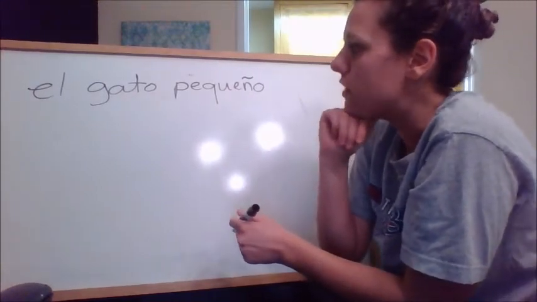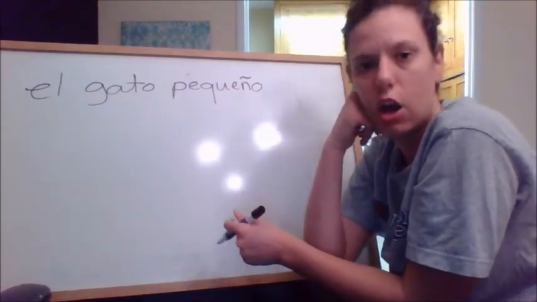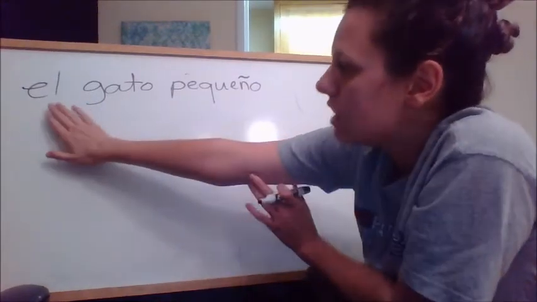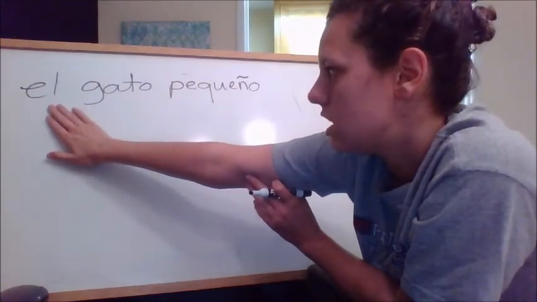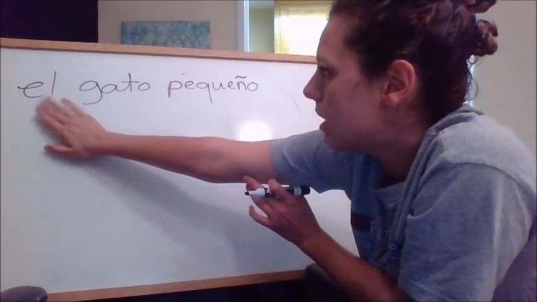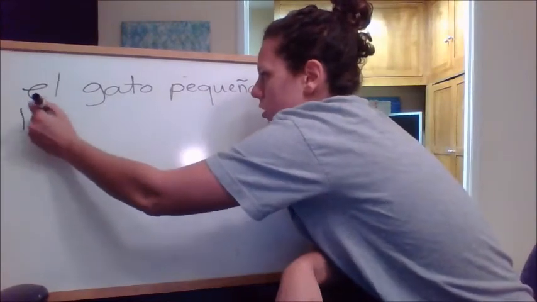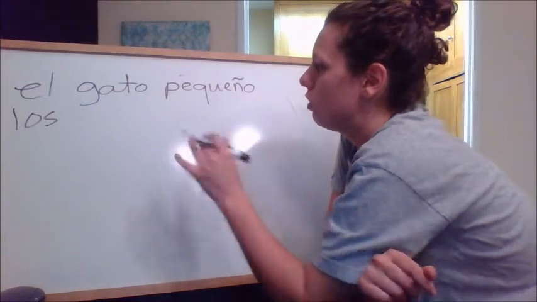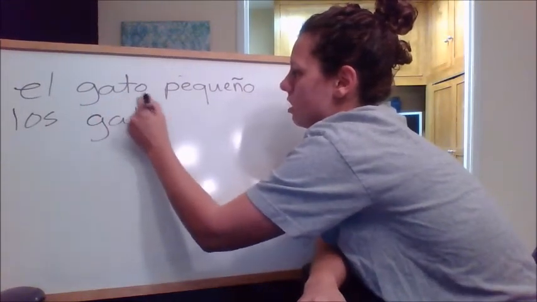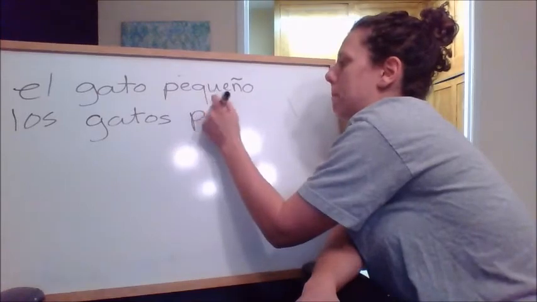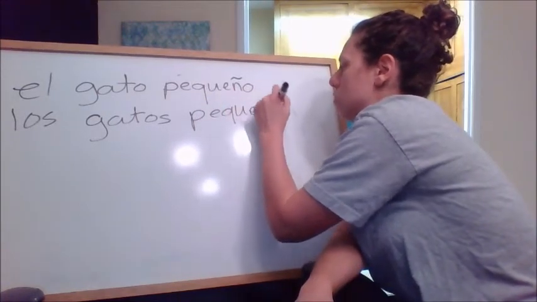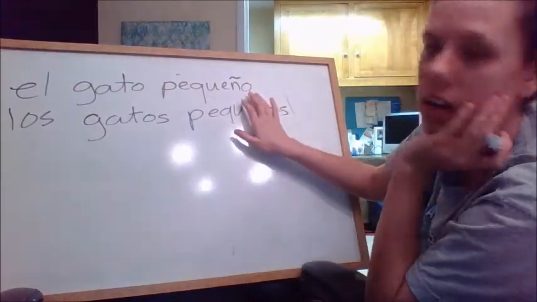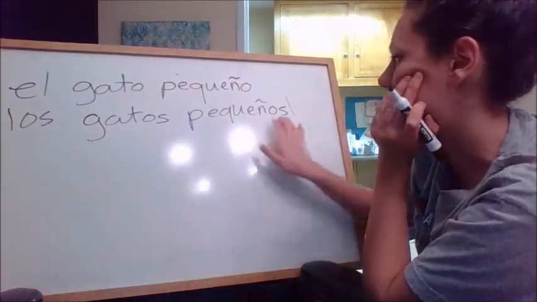So if you remember, if a word ends in an O, all we have to do to make it plural is add an S. This is a definite article, el, means the. And to make this plural, we say los. You can't just add S or ES. Okay, so we have los gatos pequeños. Okay, so this is its own thing. These two end in a vowel, so all we have to do is add S's to them to make them plural.